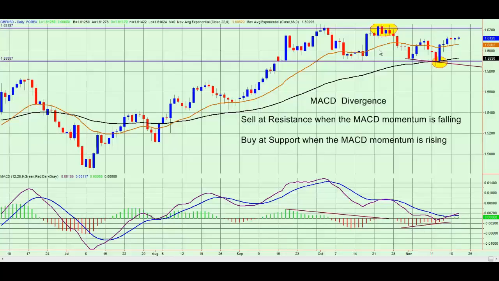So in summary, you want to sell at resistance when the MACD's momentum is falling, and buy at support when the MACD's momentum is rising. We can see that again: the MACD's momentum here is rising and price is in at support. Here price is in at resistance, and yet the MACD momentum is falling. So that's another confirmation that this area of resistance is a good area to sell at, and that this area of support is a good area to buy at. And that's how you use the MACD, as confirmation of the areas to buy and sell.